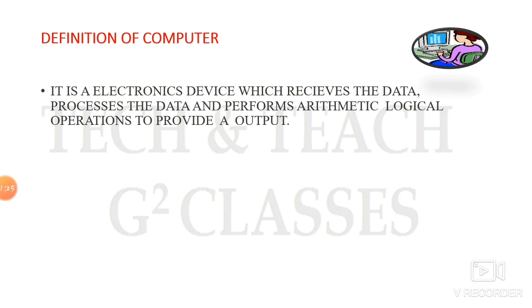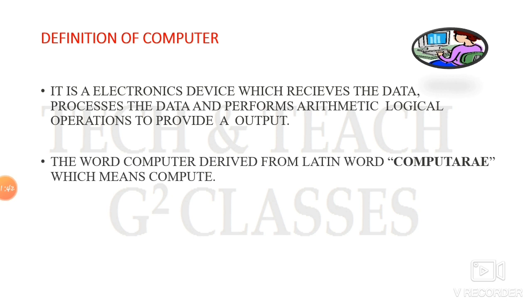Next, the word computer. How did it come? It is derived from the Latin word computere, which means to compute, to do the work. Computer means compute something, whatever data we give, we will compute that. So the word computer comes from the Latin word computere, meaning compute.